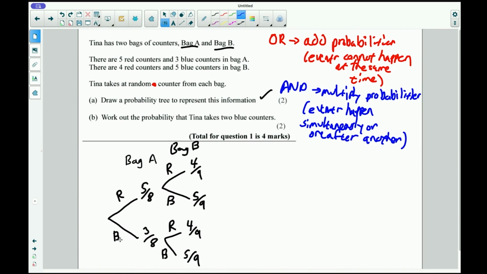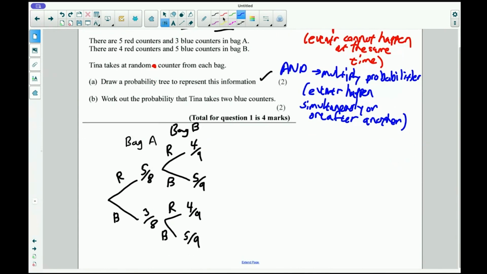So we can think of this as, well, Tina's going to get a blue, and then she's going to get another blue. So first a blue, and then another blue. That means in this case, we're going to be looking at multiplying our probabilities. So hopefully that explanation makes sense. So again, we're going to figure out the probability of blue and blue.